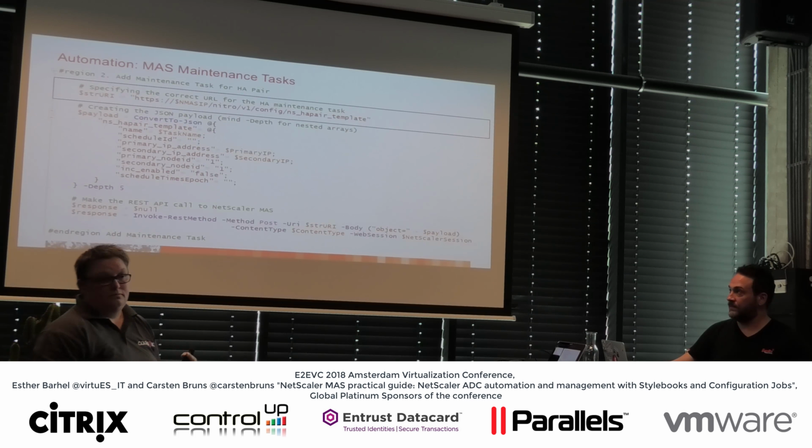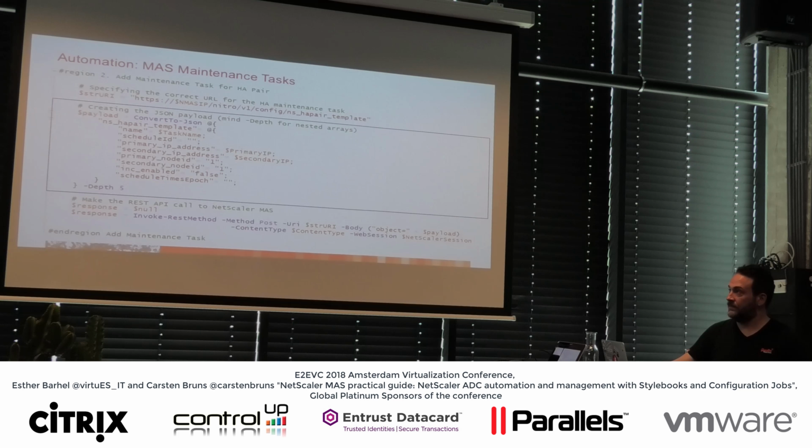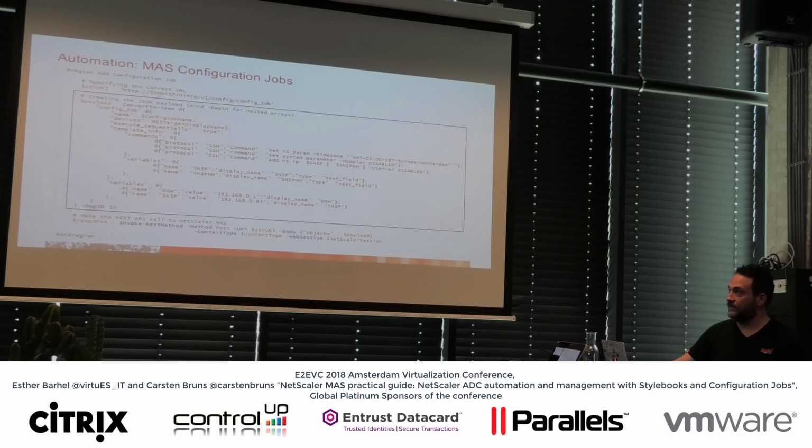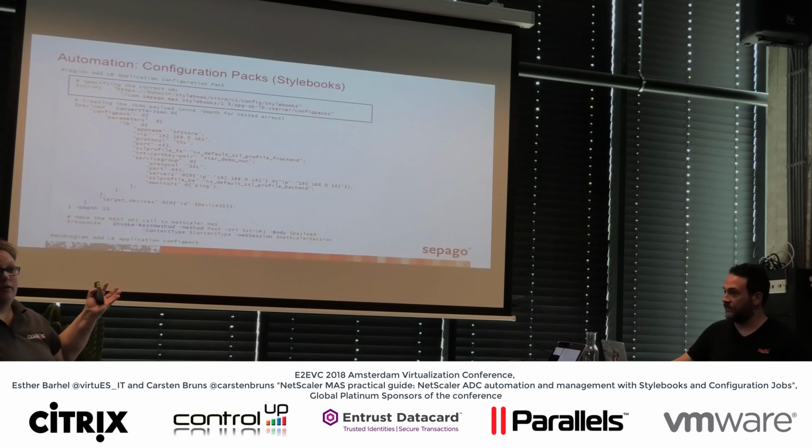And of course, MAS has its own Nitro engine. So I can also use REST API calls to address the MAS functions. For instance, creating the maintenance task that Carsten just showed us, or using the configuration jobs. In my case, I need to specify the different commands in the same way that Carsten did in the GUI, because that's in the payload and that gets pushed to my NetScaler.